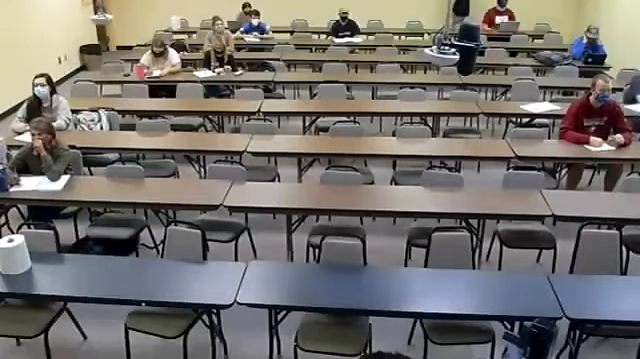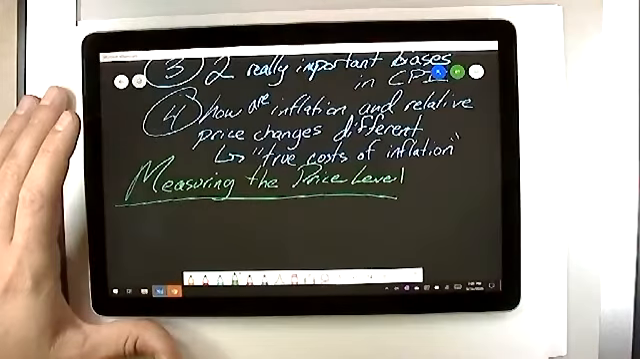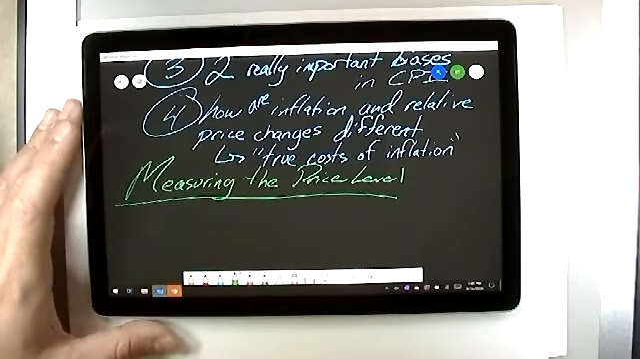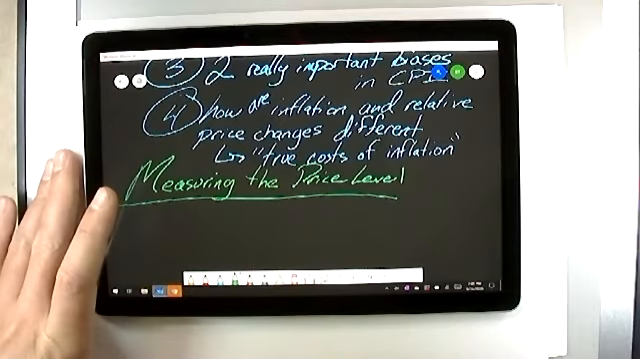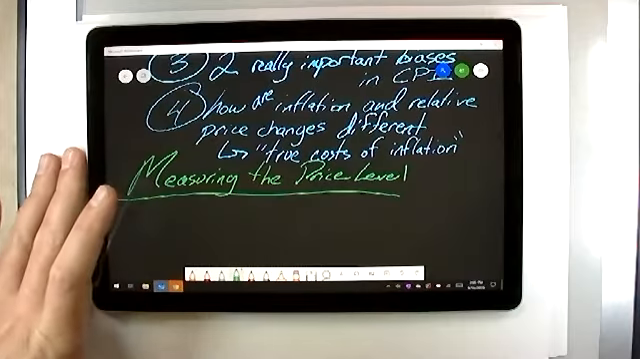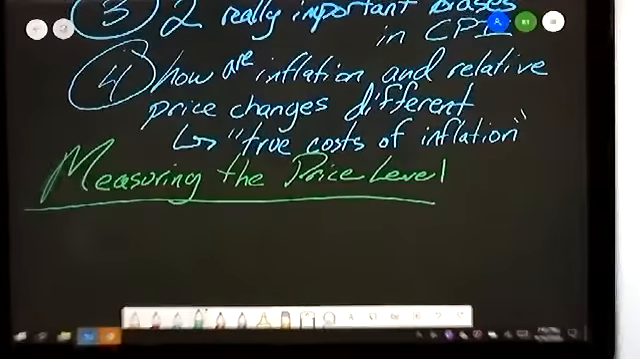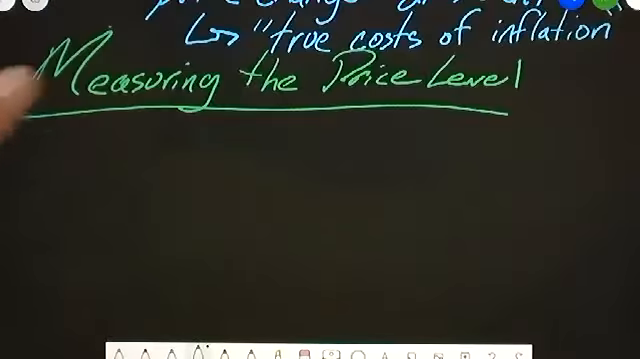Turn it off. It goes up. Measuring price level. There should be like a button here so that now there's measuring that price level.